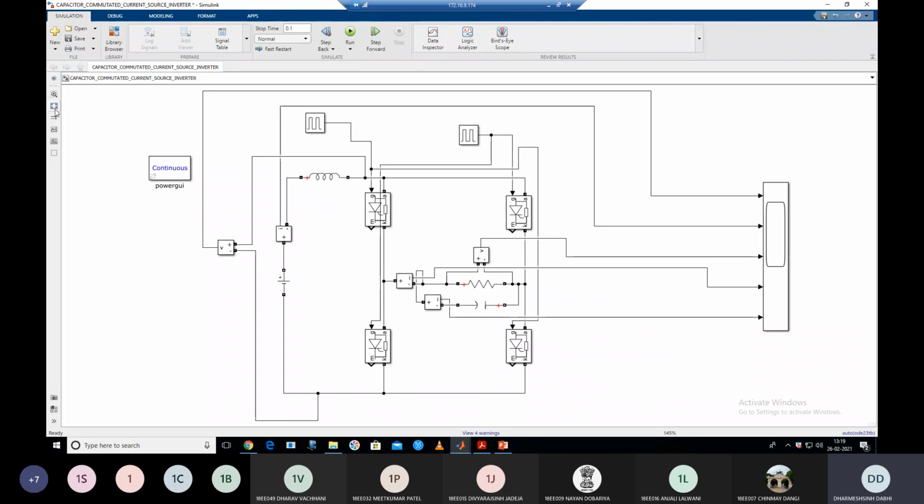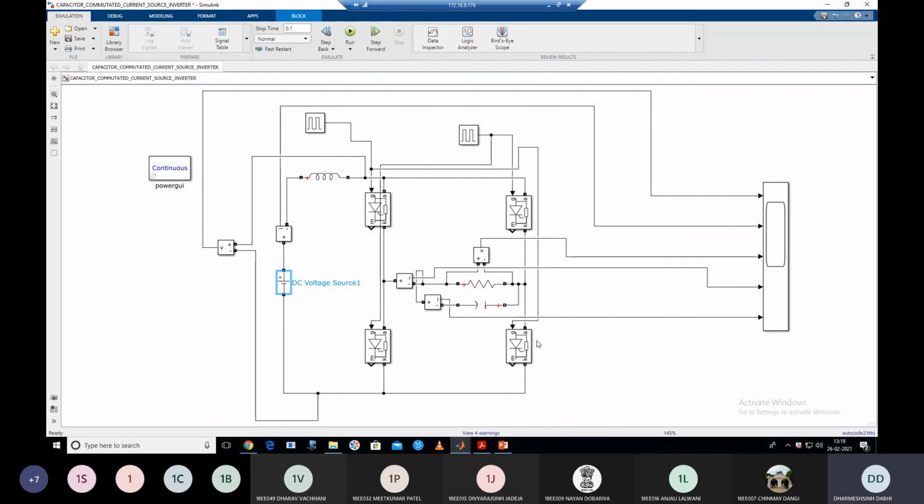So this is the simulation of that capacitor commutated current source inverter. Here I take the supply voltage of 230 volt. In series I connect a large value of inductor so that my source becomes a current source. In series I connect the ammeter to measure the current. Four switches I have taken here.